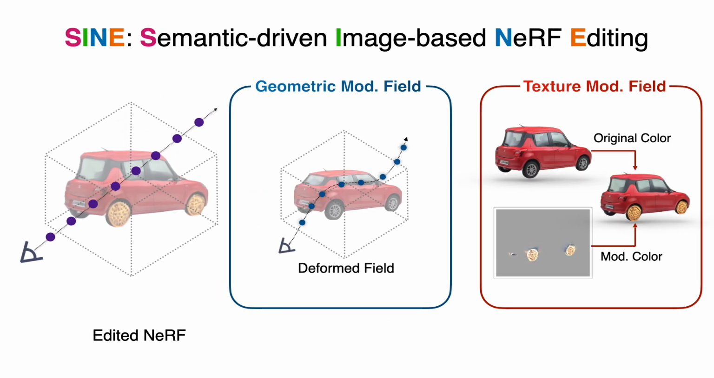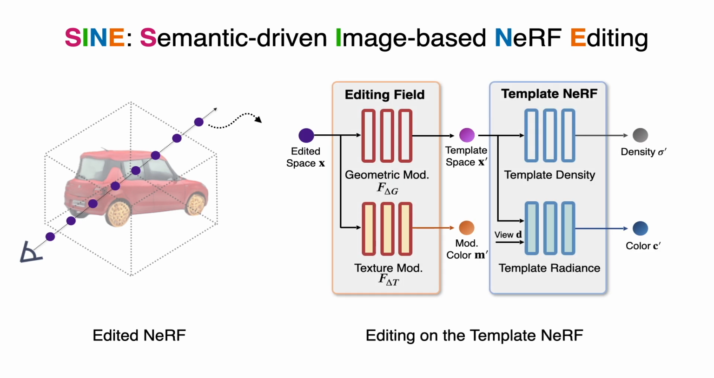The key technology behind this is a two-prior guided editing field, a geometry modification field and a texture modification field. The geometry field is used to deform the object, while the texture field is used to composite the original and modified textures. Specifically, the geometric modification field will deform the point from the edited space, in order to obtain density and color information from the template NeRF.